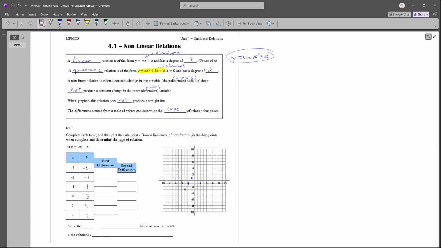Fix. There we go. Let's go back to where we had it. So it was -1 and 1, and then it was 0 and 3. I almost got it in the wrong spot there. Okay. And then 1 and 5, and then 2 and 7. Way up here. We draw our line.